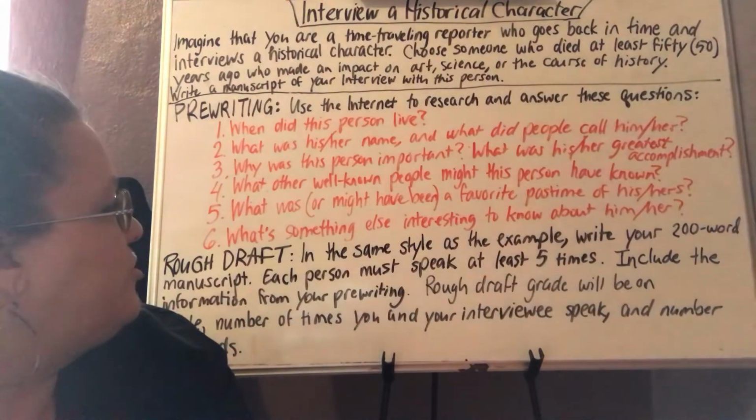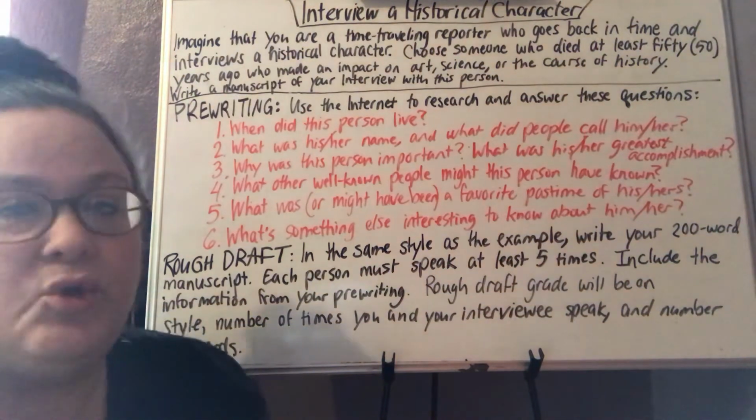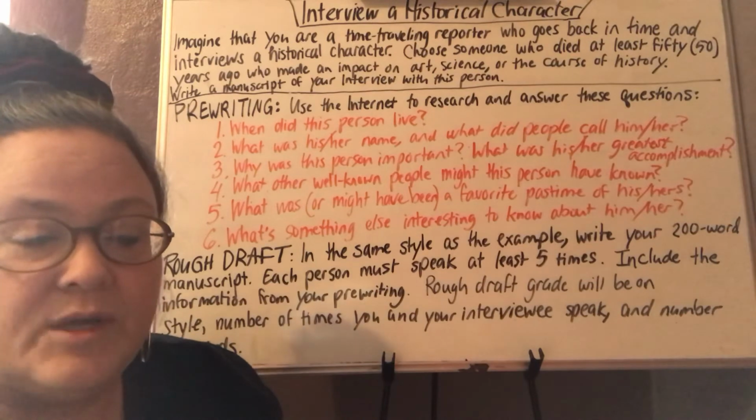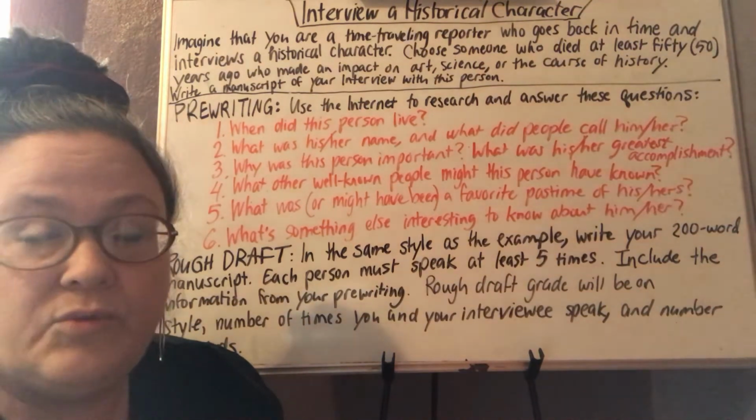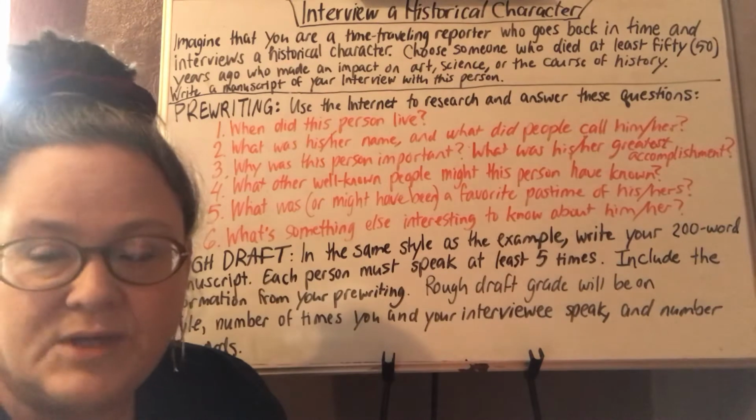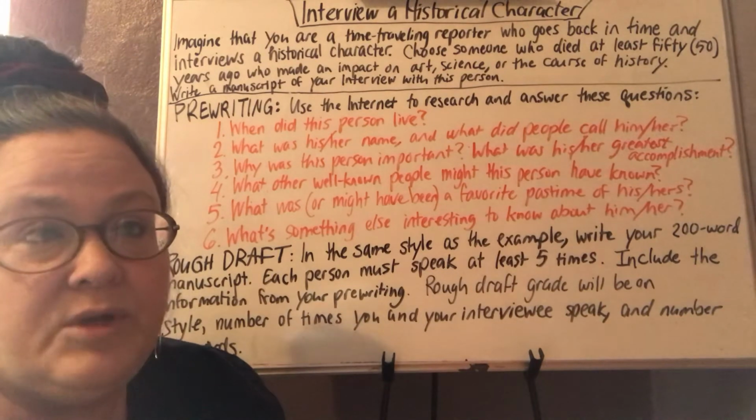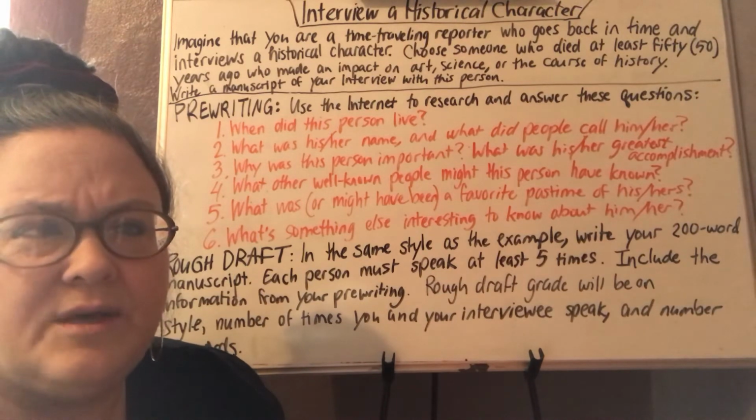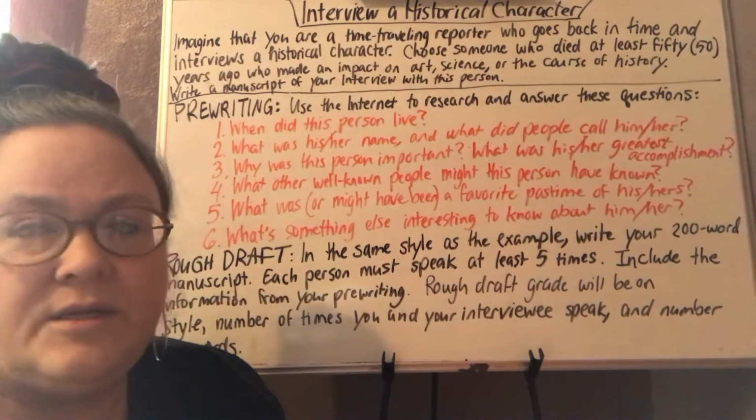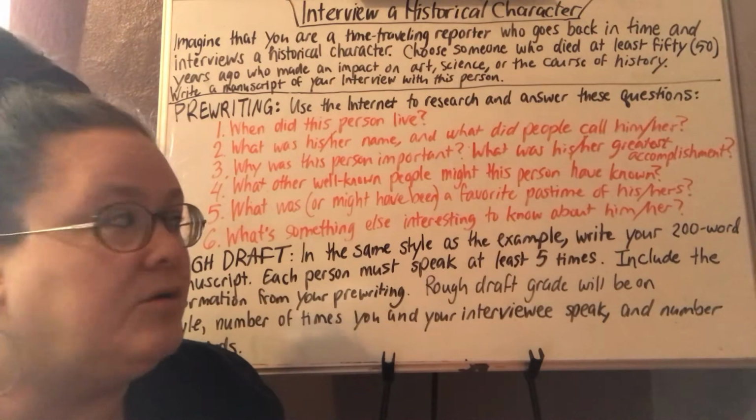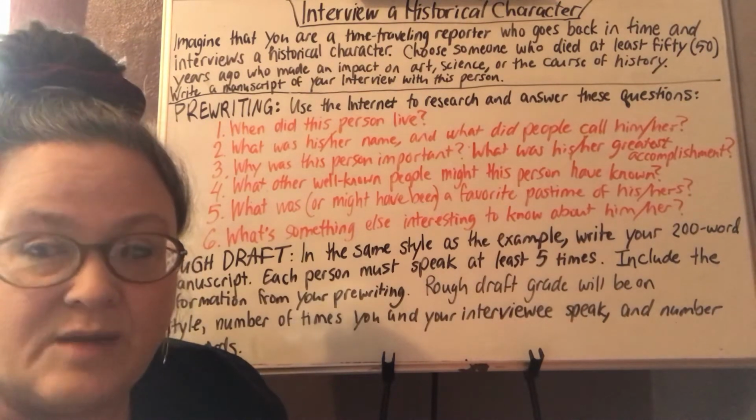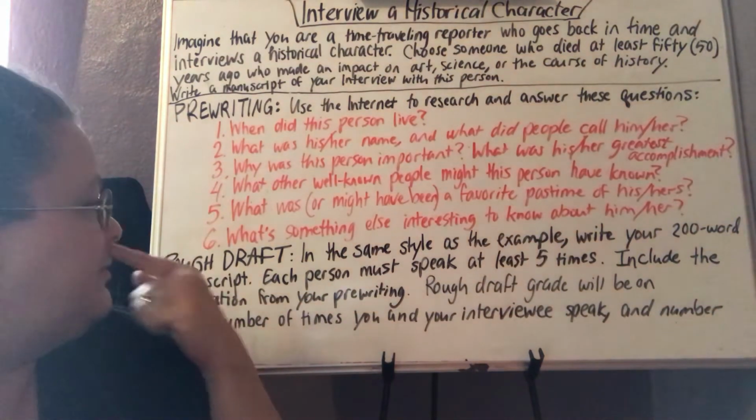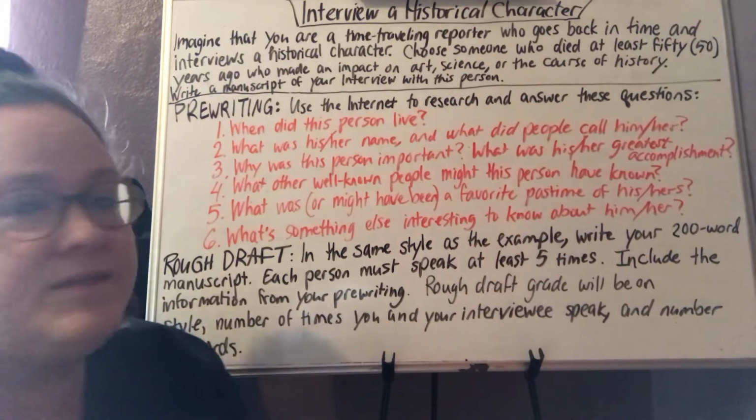Number 4, what other well-known people might this person have known? Okay, so in the example that I gave, it's possible that Queen Elizabeth would have known William Shakespeare because they lived in the same time in the same city. Now, William Shakespeare was not a higher class person, meaning that he was not a royal, he did not have a lot of money, so maybe he didn't run in the same circles as Queen Elizabeth, but they could have known each other.